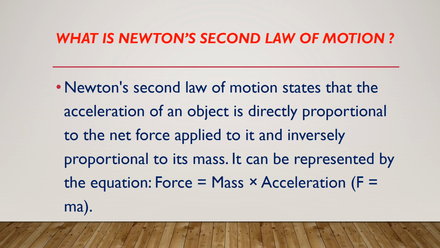What is Newton's second law of motion? Newton's second law of motion states that acceleration of an object is directly proportional to the net force applied to it and inversely proportional to its mass. It can be represented by the equation force is equal to mass multiplied by acceleration.